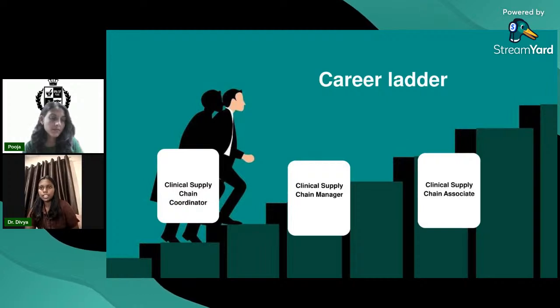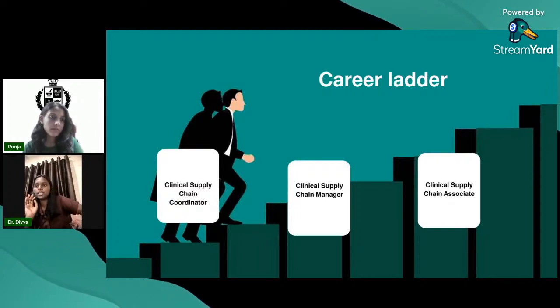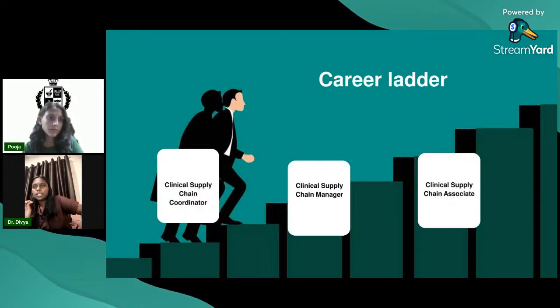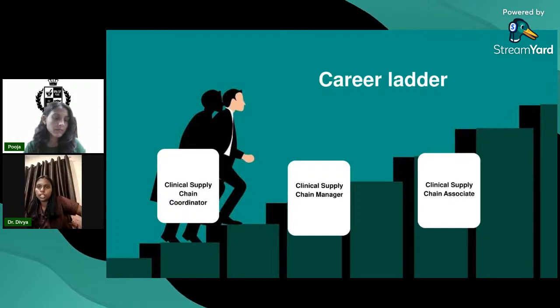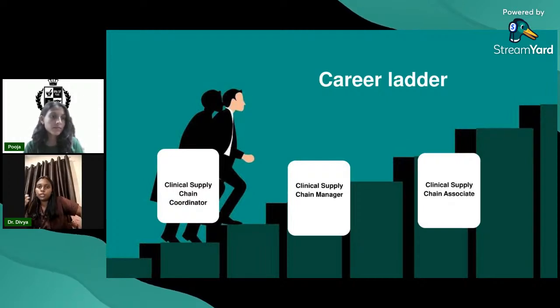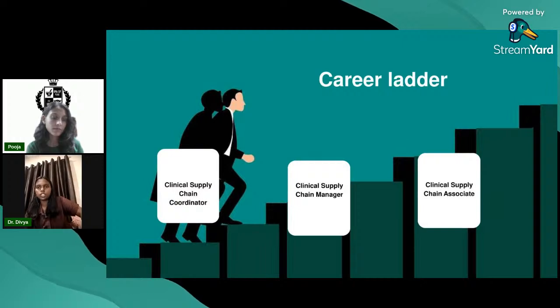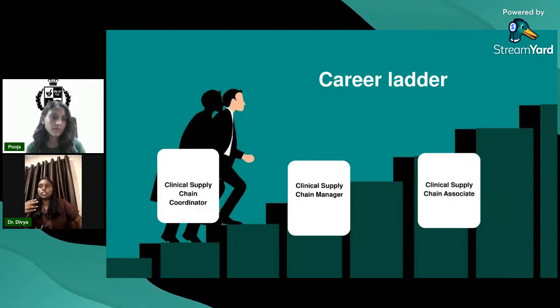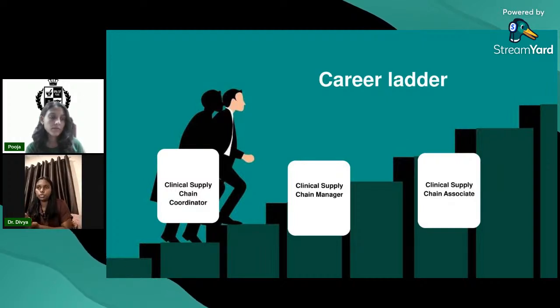This domain has only three positions: clinical supply chain coordinator, clinical supply chain manager, and clinical supply chain associate. But I think this field can be a foundation to become a business owner, an entrepreneur, if you are planning to, because you will be the one doing the market research. If you are good at that, it can be a good foundation for your future. So if you are someone who is planning to start something of your own in the future, this can be a good experience for you guys.